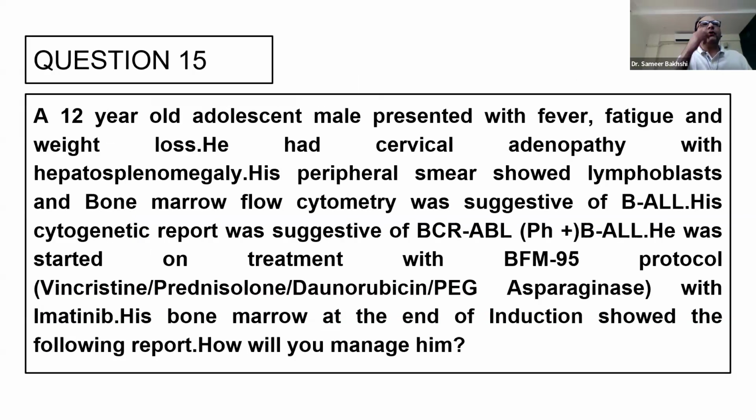Okay. So here is a 12-year-old adolescent male who presents with fever, fatigue, and weight loss. He had cervical adenopathy with liver and spleen enlargement. His peripheral smear showed blasts and bone marrow flow was suggestive of B-ALL. His report was Ph positive ALL. He was started on this BFM 95 protocol with imatinib.